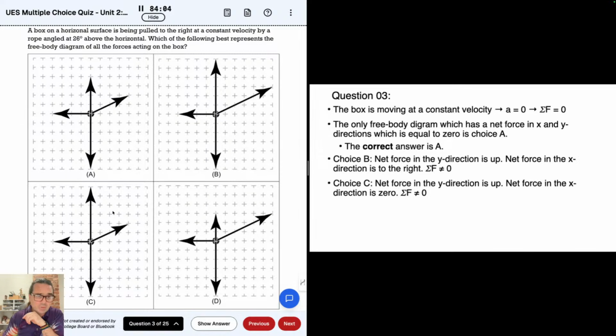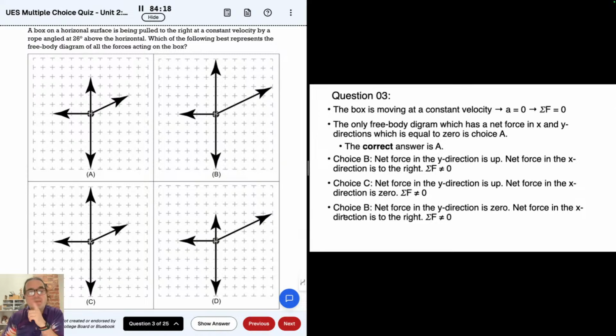Choice C, again, the net force in the y direction is up. The net force in the x direction is equal to 0 because this component is equal to this component. So the net force in the x direction for C balances out, but not in the y direction. And then for choice D, the net force in the y direction is 0. The component here and the component here add up to the same value as that component. So it should say choice D is also incorrect. The net force does not equal 0.